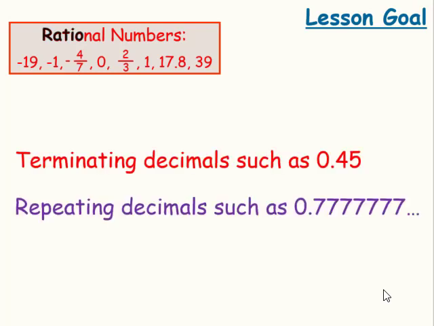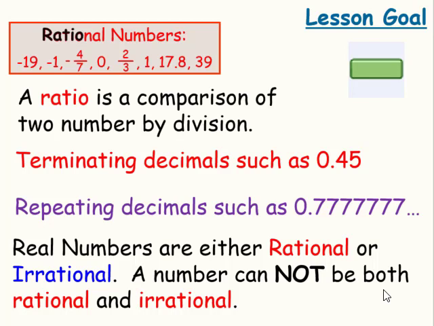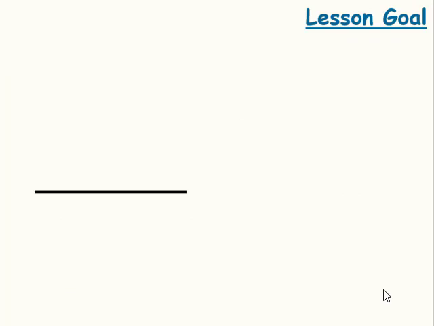This includes terminating decimals and repeating decimals. Real numbers are either rational or irrational. A number cannot be both rational and irrational. Today, we will be subtracting rational numbers. And again, rational numbers, ratio, is a comparison of two numbers by division.